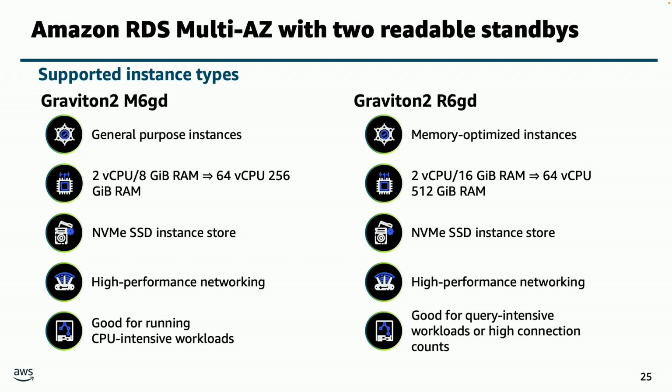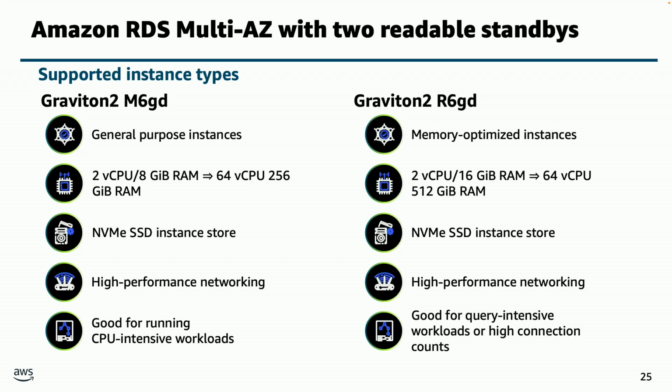We support only Graviton instances in this multi-AZ DB cluster configuration. We have 2 options: the M6gd, which are general purpose instances, and the R6gd, which are memory optimized instances. Another advantage of these is that they give you better price performance for your instances.